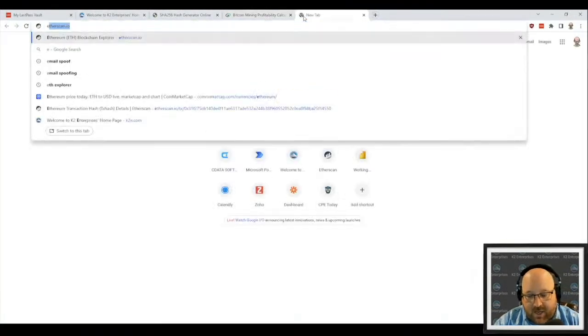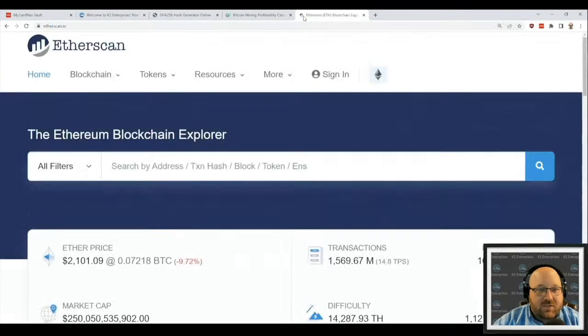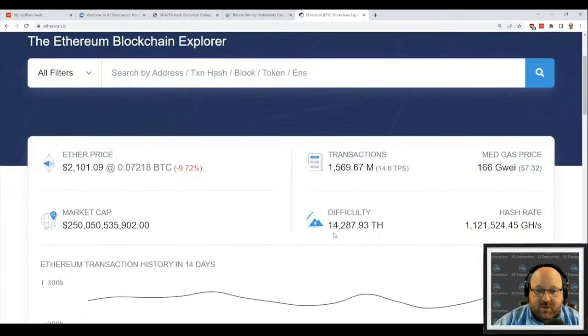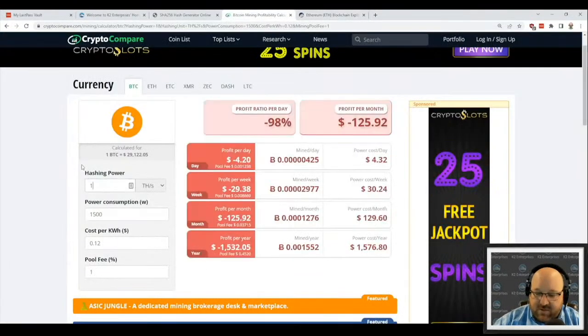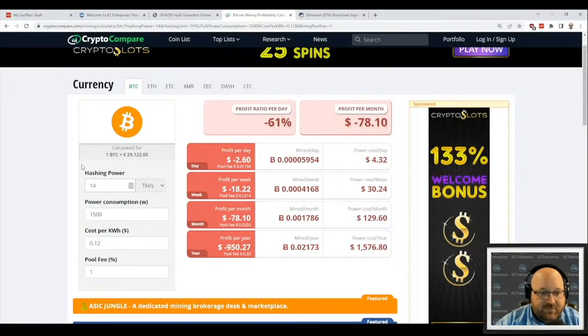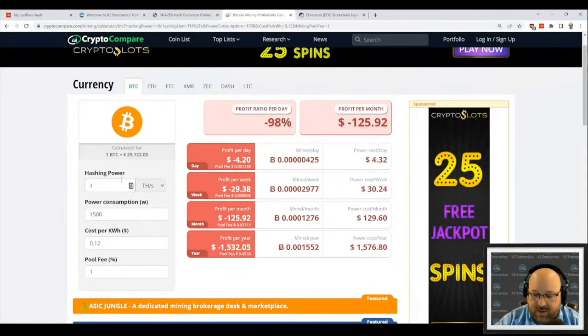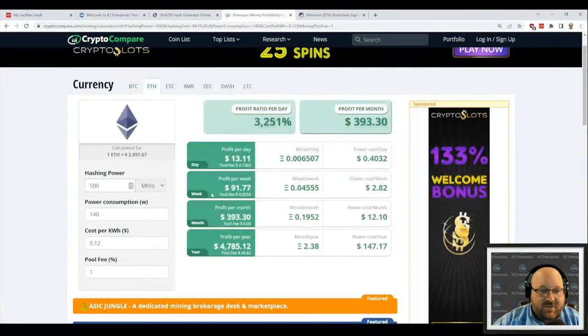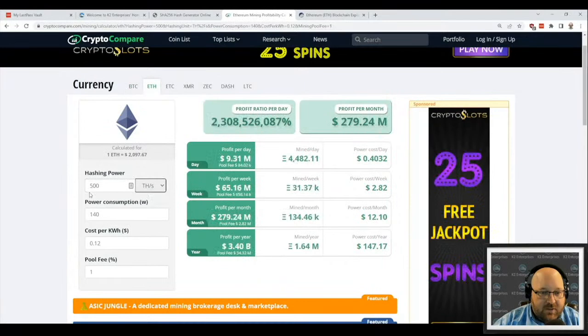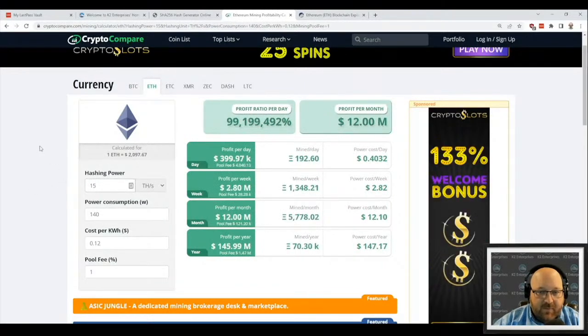If we look at the Ether Explorer here as an example, it'll tell you what the current difficulty is. At the moment, it's 14,287 terahash. So we'll come over here and say 14 terahash. Okay, let's actually do 15 if you want to be cutting edge. And we're going to do Ethereum as our example here. Let's do 15. Okay. All right.